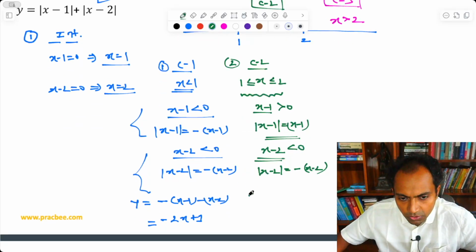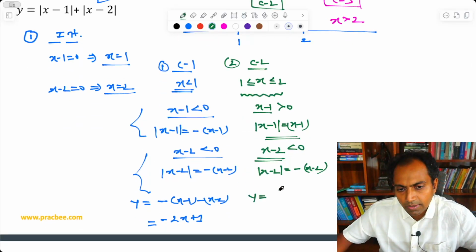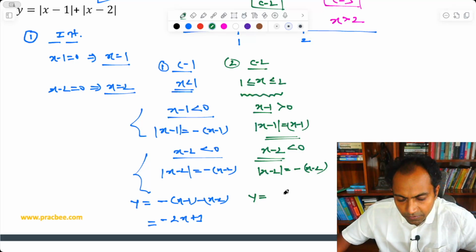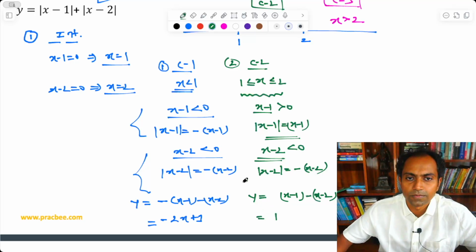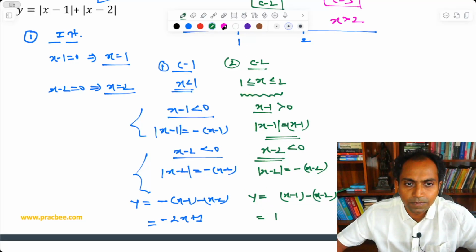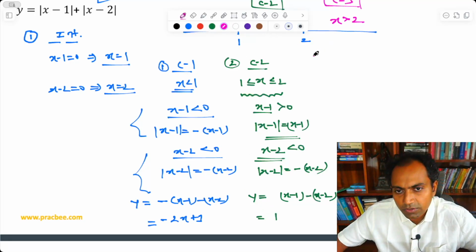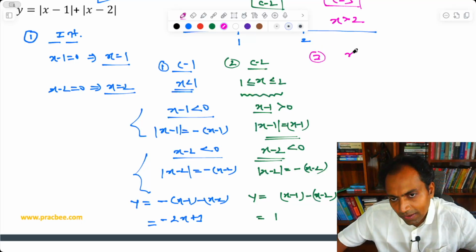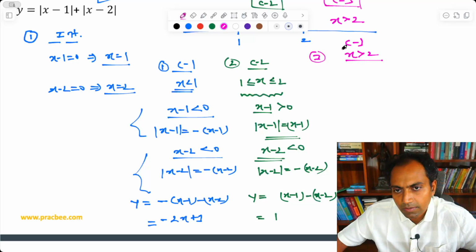When you are figuring out the value of y, it comes out to be, from the first part, x minus 1, and from the second part, minus of x minus 2, and as a result the answer becomes nothing but 1. This is the second one. Let us do it for the third part as well. We are looking for values of x greater than 2. This is my case 3.